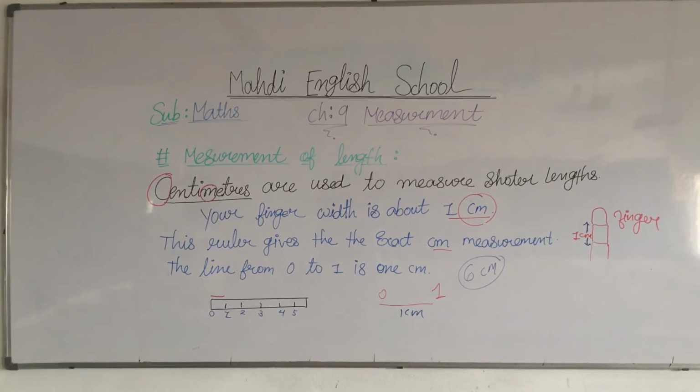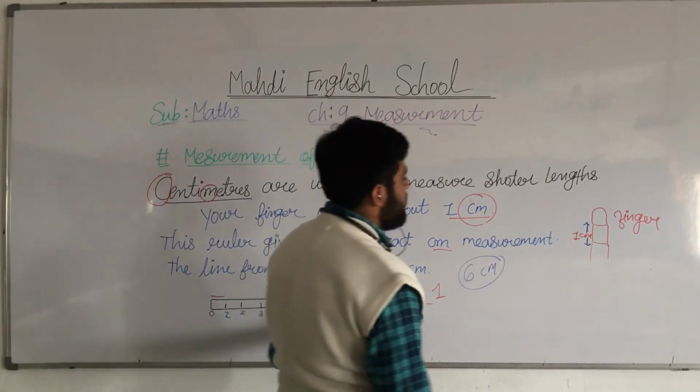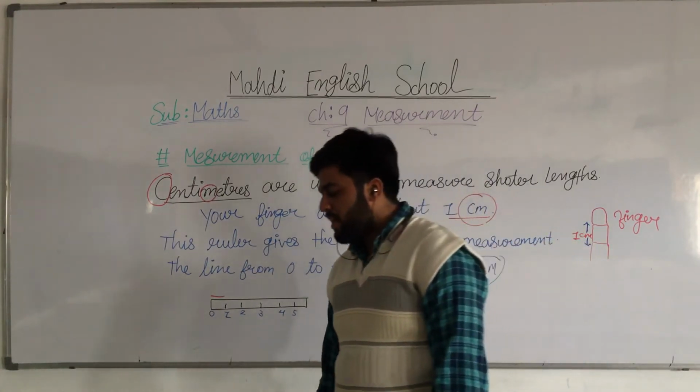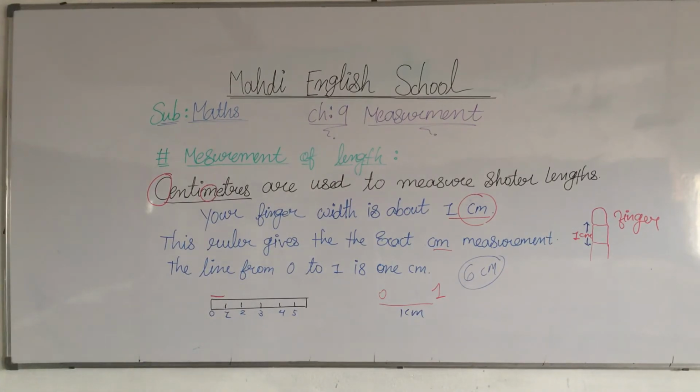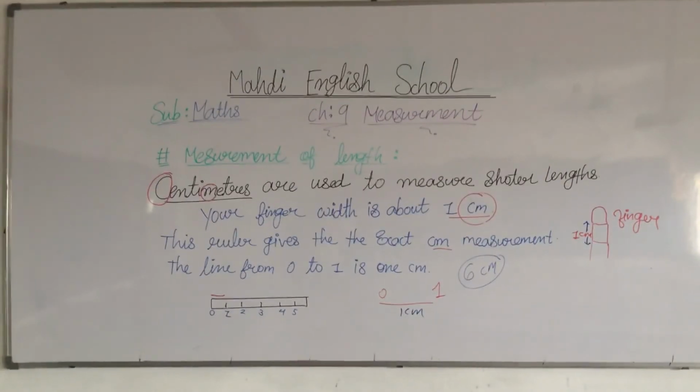Okay. So now you note down all this topic, and further we are going to learn. Got my points, my dear students? Okay. So again I repeat for you, measurement of the length. Centimeters are used to measure shorter lengths. Your finger width is about 1 centimeter. The ruler gives the exact centimeter measurement. The line from 0 to 1 is 1 centimeter. Got my points, my dear students. Now we will move on further.